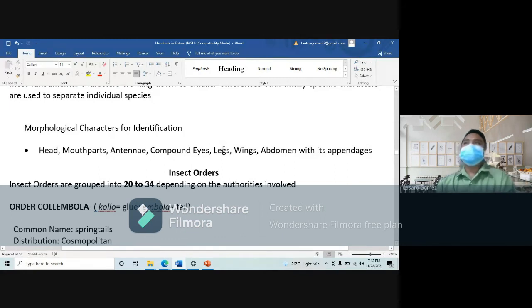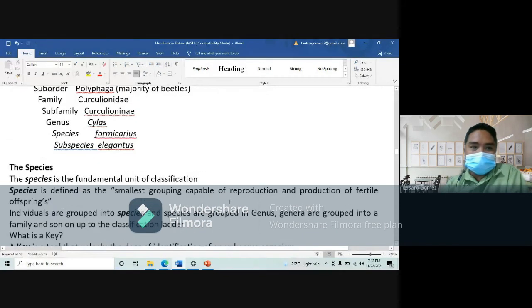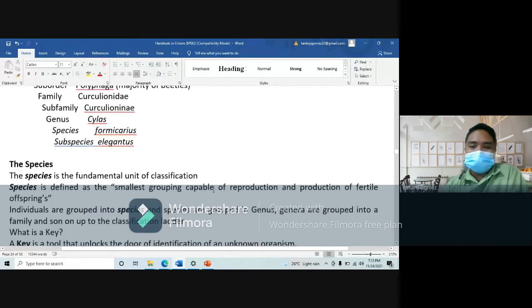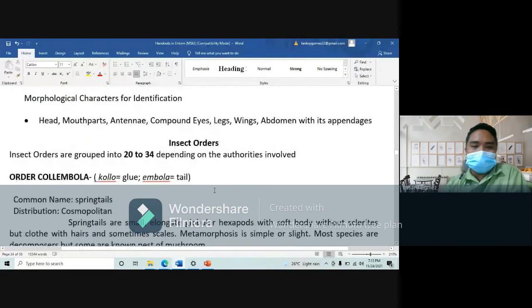Okay? So, since we are done with nomenclature and what taxonomy is, we now move to the orders of insects: kingdom, phylum, class, subclass, order. There are many orders. Insect orders are grouped into 20 to 34 depending on the authorities involved.